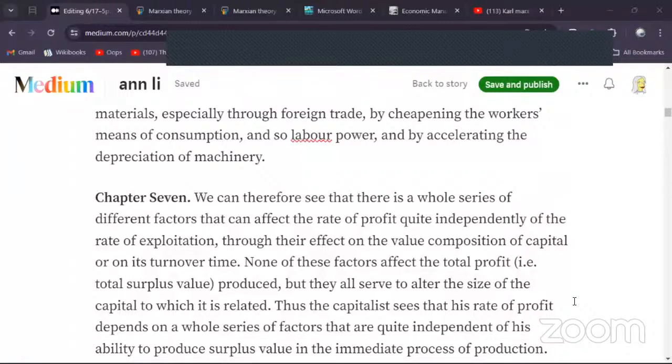Remember, none of these factors affect the total profit, that is, the total surplus value produced, partially because you're trying to generalize these things. It's an abstraction and has various components, but it's kind of hard to figure out. But they all serve to alter the size of the capital to which it's related. So there's still this thing you've got to measure it again.